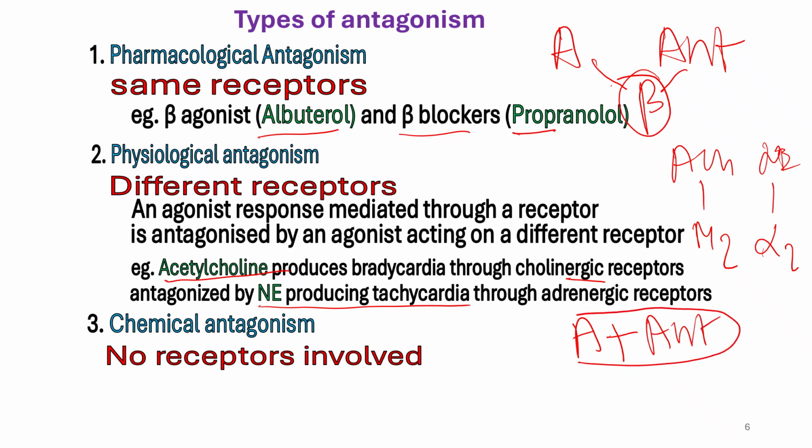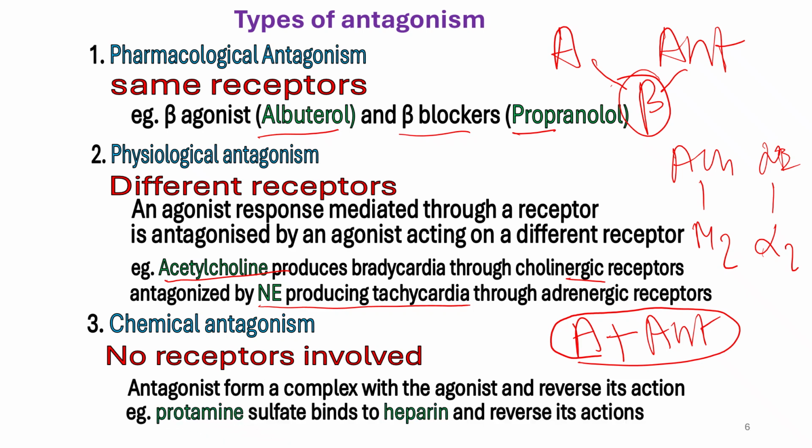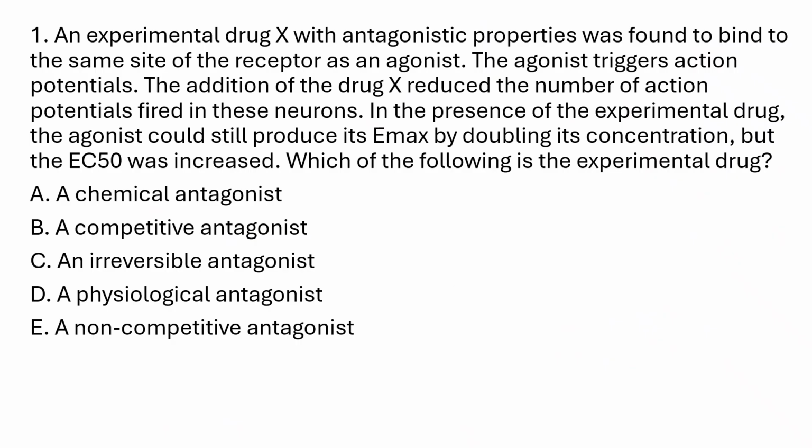Whereas in a chemical antagonism, the agonist binds directly to the antagonist. That is a chemical antagonism, no receptors. So that means the antagonist forms a complex with the agonist and reverses the action. For example, protamine is the antagonist for heparin, an anticoagulant. To reverse the action of heparin, the protamine directly binds to the heparin.